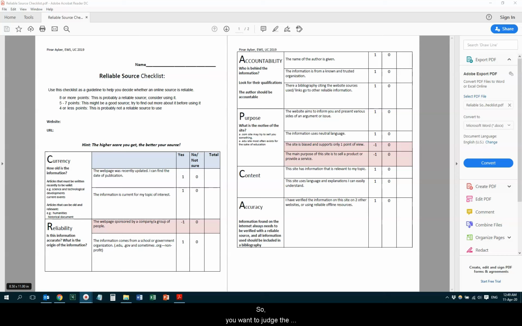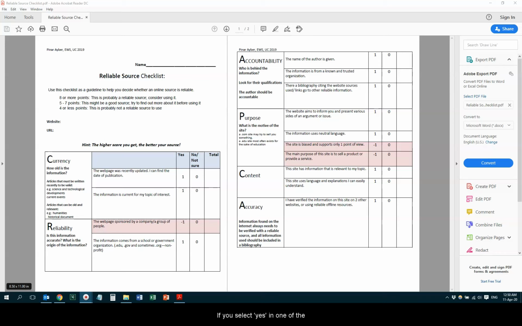So you want to judge the accuracy of a source while taking into consideration the other aspects such as accountability, reliability, and purpose. Just because a source has numbers and data in it does not mean that it's accurate, reliable, or accountable. Okay? So for each source, you'll go through this checklist and you'll select yes or no. And then at the end, you'll add up all of your points.